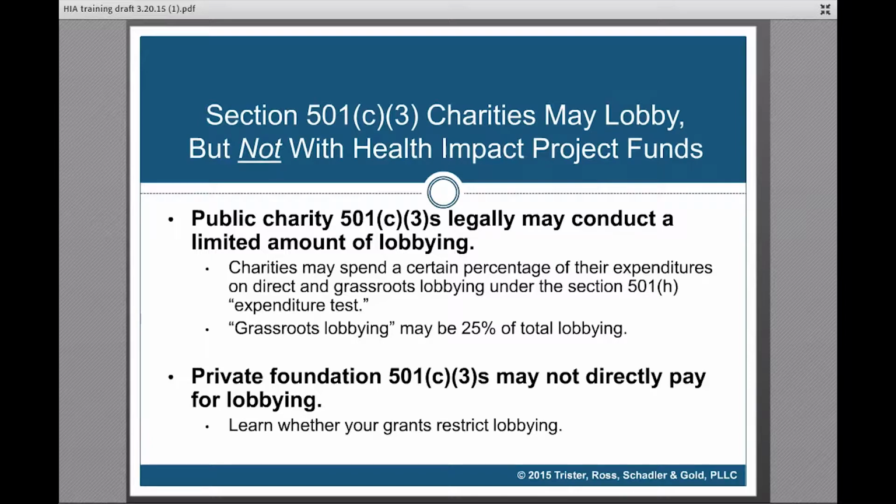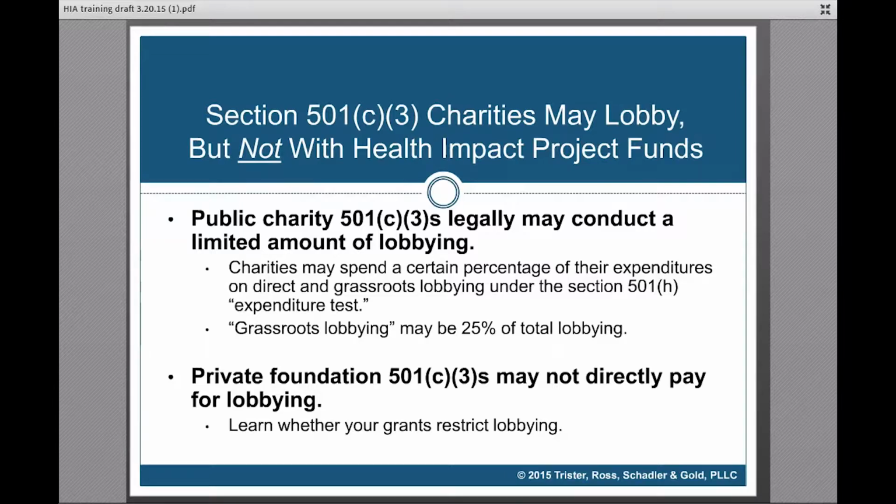Lobbying means efforts to influence legislation, and the Internal Revenue Code, Section 501(c)(3), has very specific definitions about what lobbying is. There are two different ways to define lobbying. There's the insubstantial part test, which is very vague, and there's also the expenditure test. And we're going to talk today about the expenditure test because that's the test that foundations use when they are restricting your grants from being used for any lobbying. So the Health Impact Project restrictions, for example, use this very clear expenditure test definition of what is lobbying.